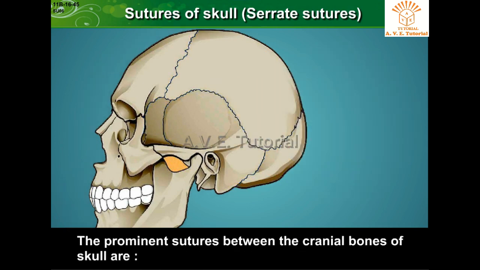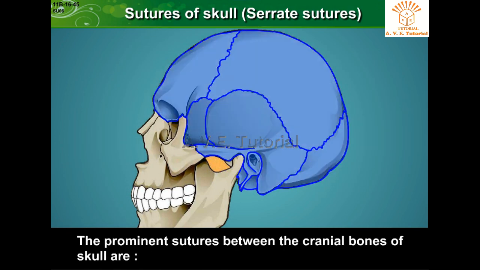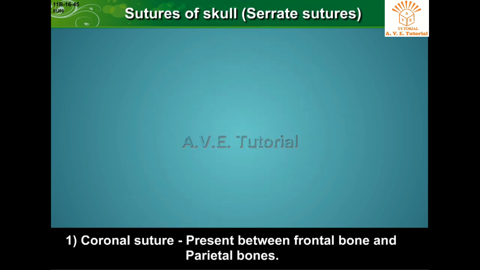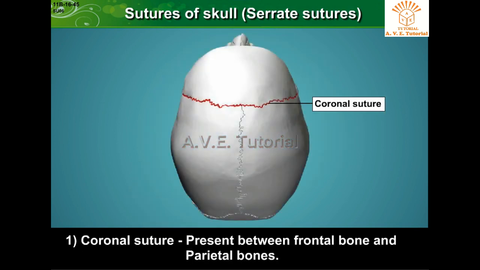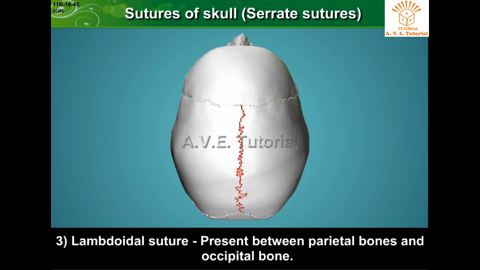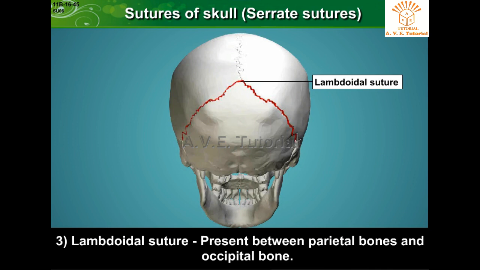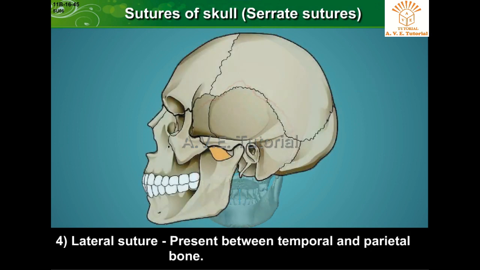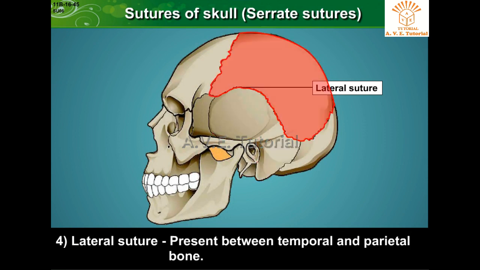The prominent sutures between cranial bones of the skull are: first, coronal suture, which is present between frontal bone and parietal bones. Second, sagittal suture, present between two parietal bones. Third, lambdoidal suture, present between parietals and occipital bone. Fourth, lateral suture, present between temporal and parietal bones.